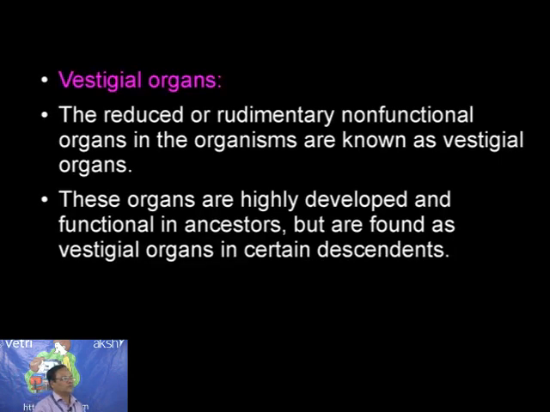Then, vestigial organs. We have homologous organs and analogous organs, all in support of evolution from comparative anatomy and morphology. Now vestigial organs. In our ancestors, we had certain organs which were functional, but at present they are rudimentary, non-functional, reduced in size. Such reduced, rudimentary, non-functional organs, which were normally useful to the possessor in the past, are called vestigial organs.